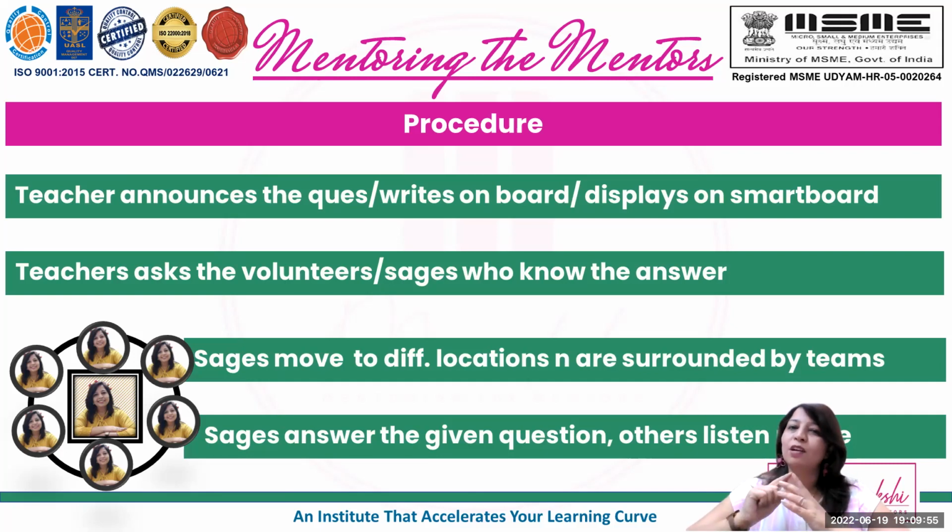Suppose I have got sage number 1, 2, 3, 4, and I have got teams A, B, C, D. So from team A, all the 4 members, they will be going one by one to sage 1, then sage 2, then sage 3, then sage 4. Likewise from team B as well. So this will give you more clarity.